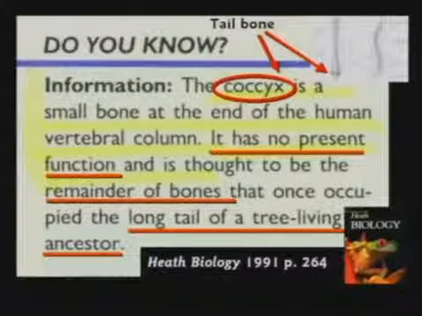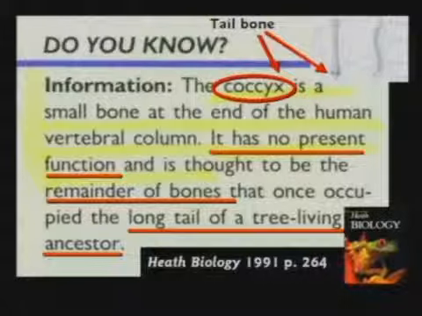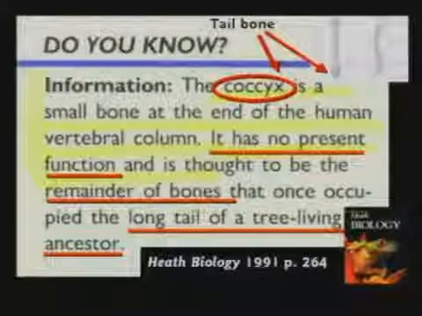This guy says, the coccyx is a small bone at the end of the human vertebral column. It has no present function, and it's thought to be the remainder of bones that once occupied the tail of a long-tailed, tree-living ancestor. This is simply a lie, folks. A tail would be very handy to have, right? Now, if there's evidence for evolution, I honestly would like to see it. I've been offering $250,000 for evidence for evolution.